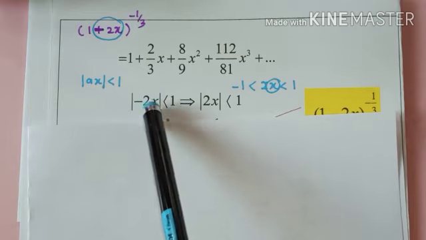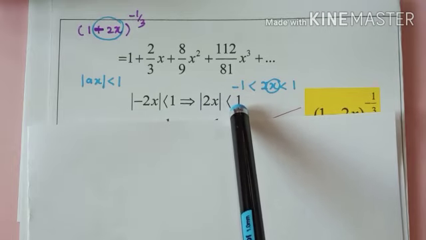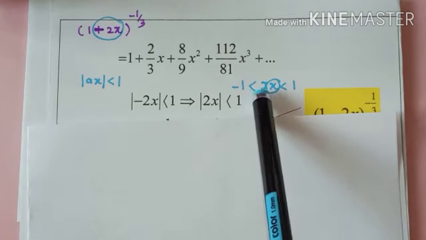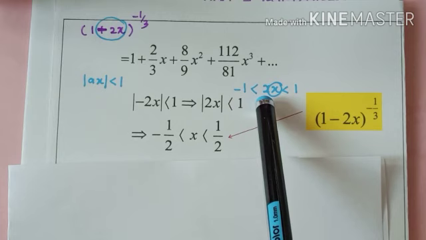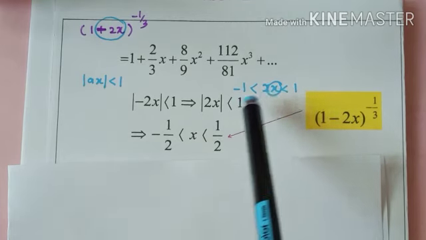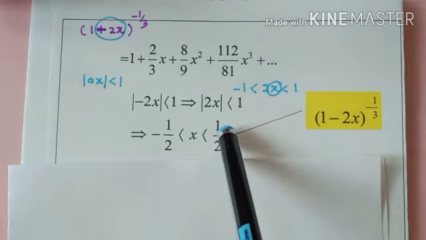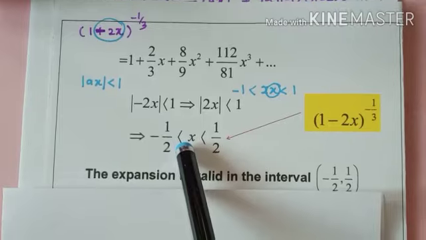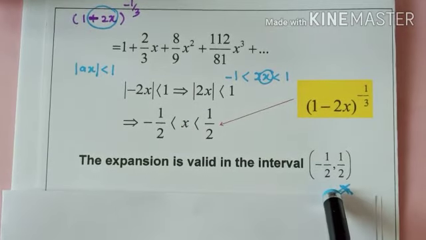Any absolute value you can write as a positive value. Then you can write modulus of 2x less than 1. After that, you can define 2x less than 1, more than negative 1. Since we want to get a single x only, we have to divide both sides by 2. Then you get x less than 1 over 2, more than negative 1 over 2. Therefore, we can also write in interval form negative 1 over 2, 1 over 2.